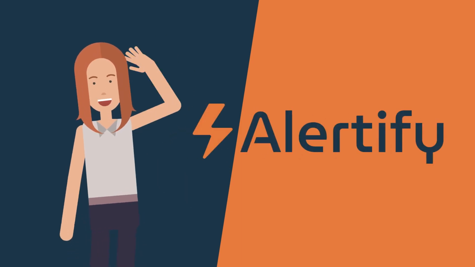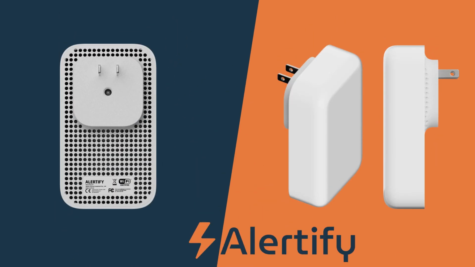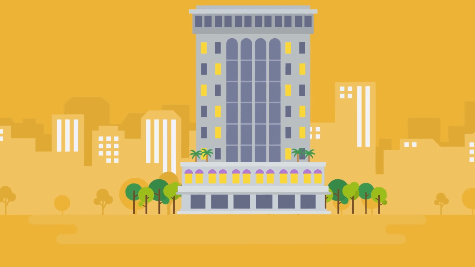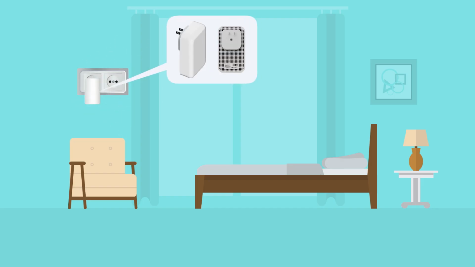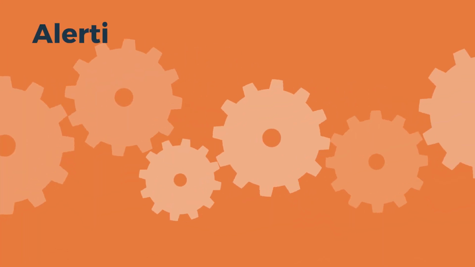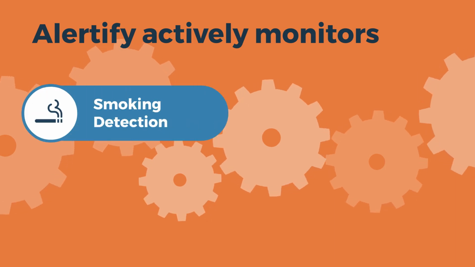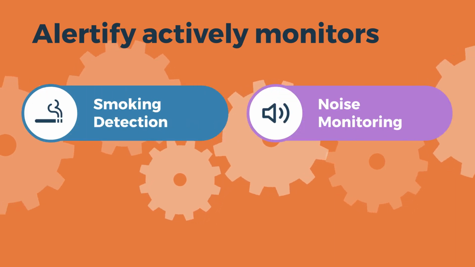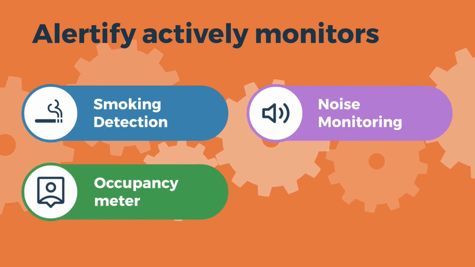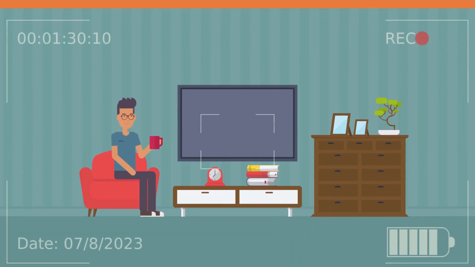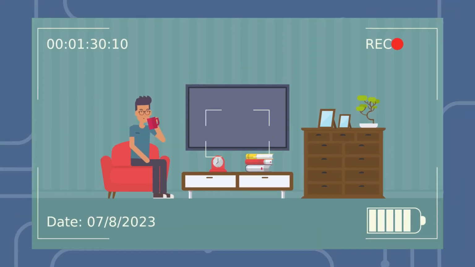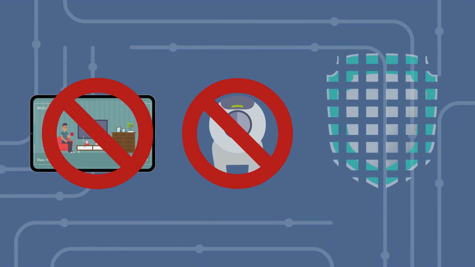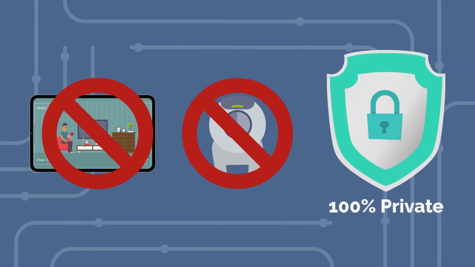Hi there, meet Alertify, a tech company that helps hosts and hotels save money and prevent the unpredictable. Alertify actively monitors for smoking and vaping, noise disturbances, large groups, parties, and much more. Don't worry, there are no cameras and nothing is recorded, ensuring that everything is 100% private.